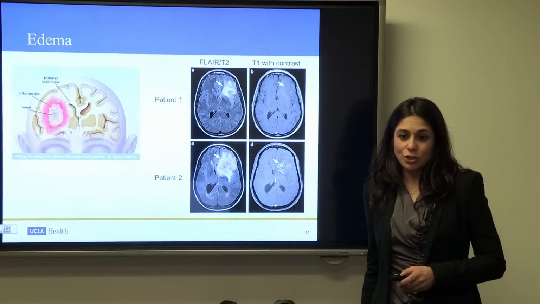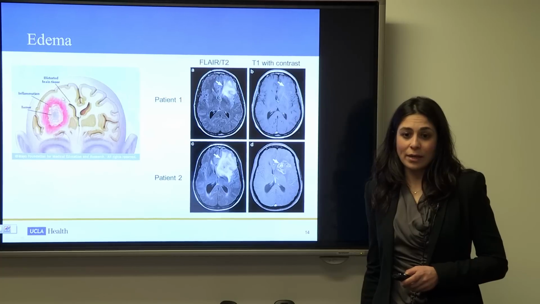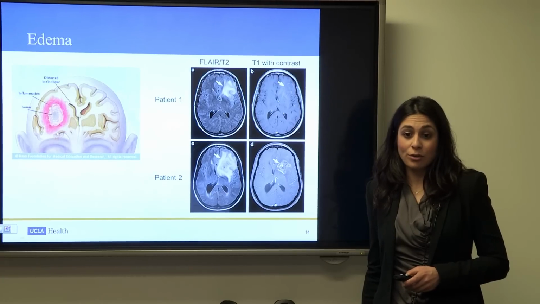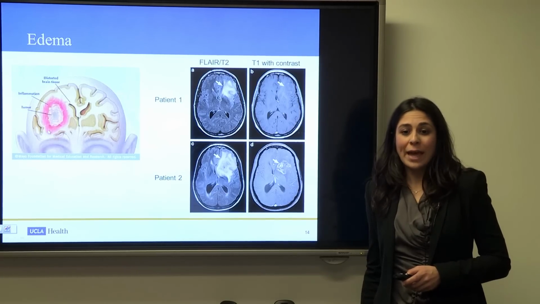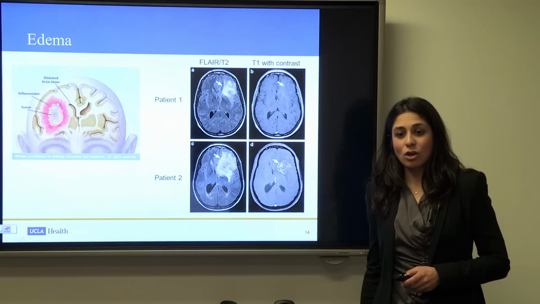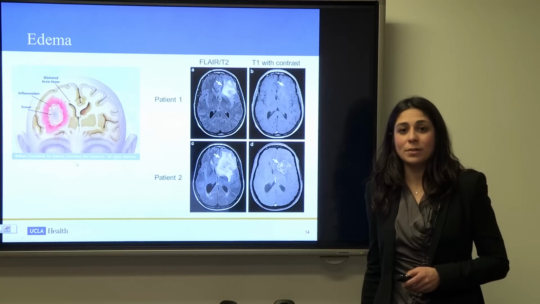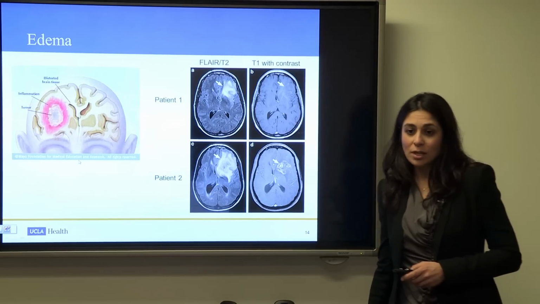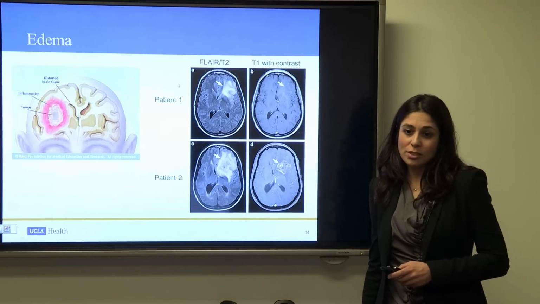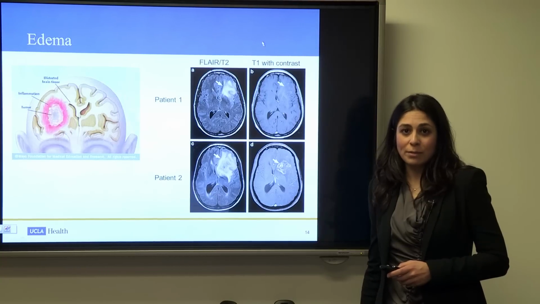So here is an image on this left side showing the edema in red, or the inflammation surrounding the tumor. And it's this edema or swelling that's causing distortion of the brain, and that's typically what causes the patient to have symptoms.